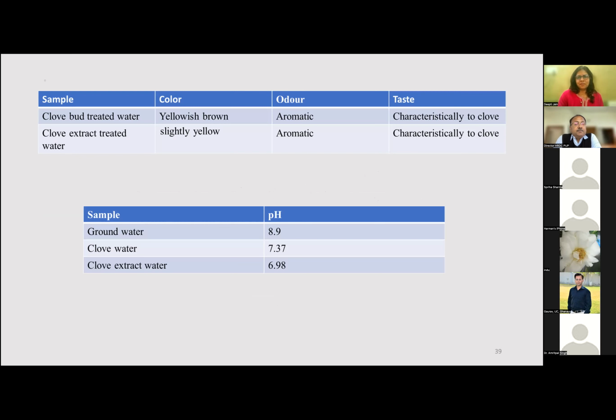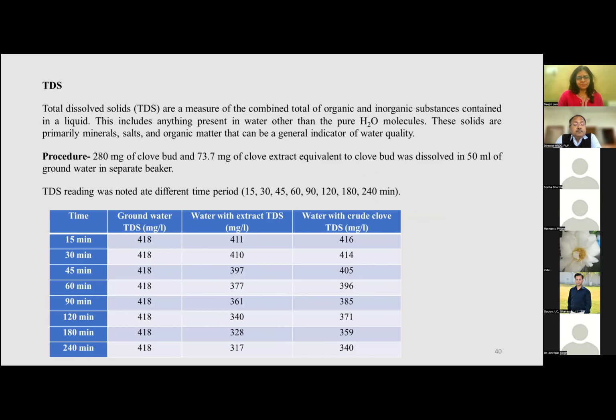So that's it. These are all the results we got, and the results are quite good. Does it also help to reduce the TDS?